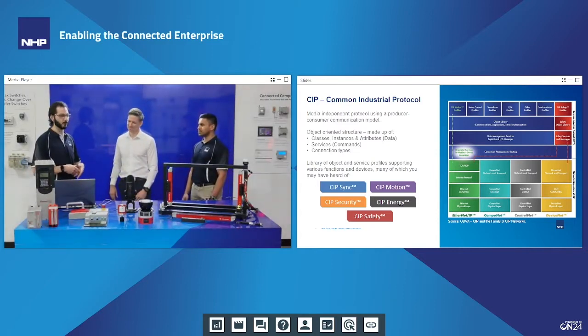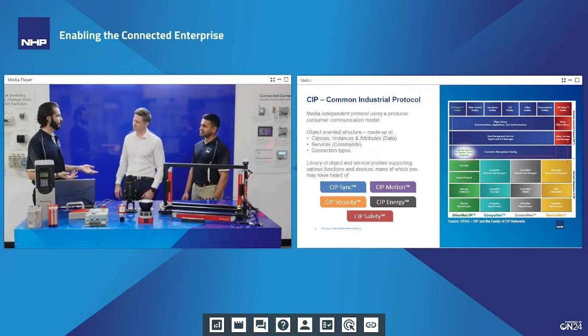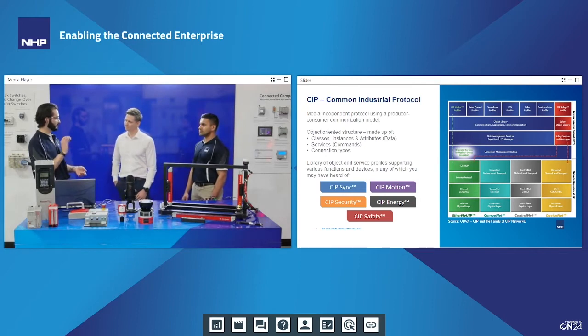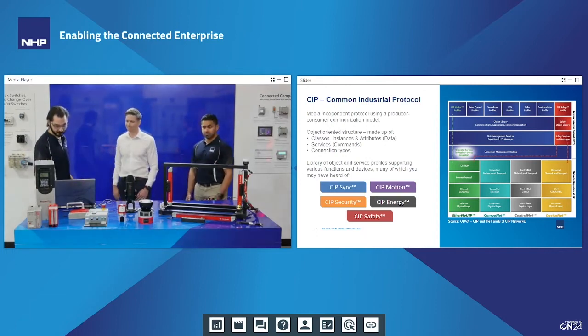With CIP, there's different flavors depending on the type of application that you're using. There's a few that are here on the slide deck that probably a few of our viewers may have seen before. There's CIP Sync and CIP Motion. These are mainly used for most applications that require very, very tight timing between devices that need to coordinate with each other. So we're talking like robotics and a lot of machines might use these profiles. CIP Security and CIP Energy are a few others. And then there's CIP Safety, which is what we're talking about today.